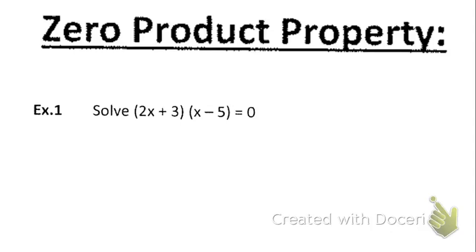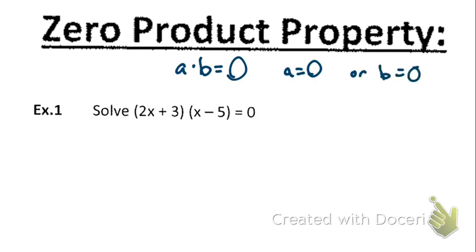All right, so we've done a bunch of factoring lately. Now we're going to get into why we can factor and why we should factor. Zero product property is this. A times B equals 0. If A times B equals 0, then either A equals 0 or B equals 0.